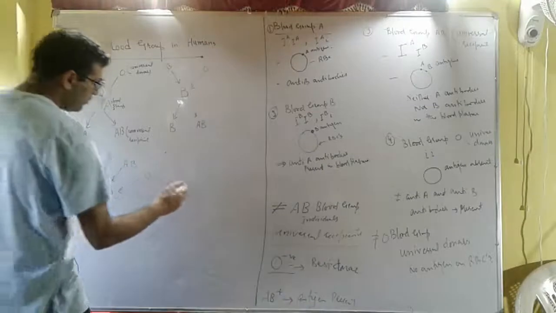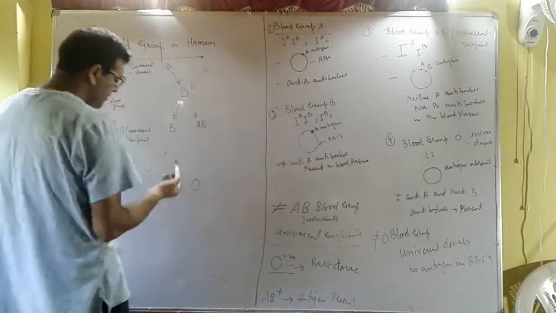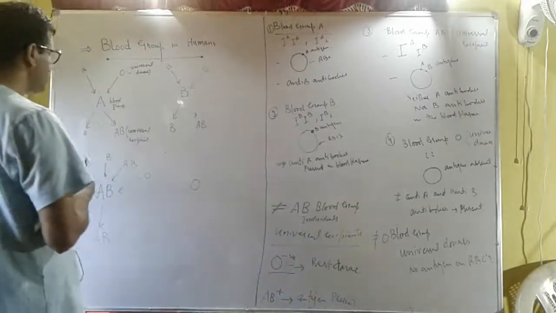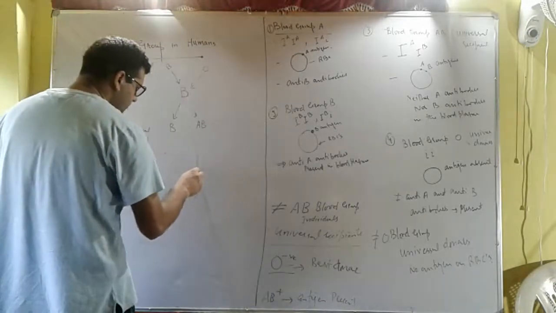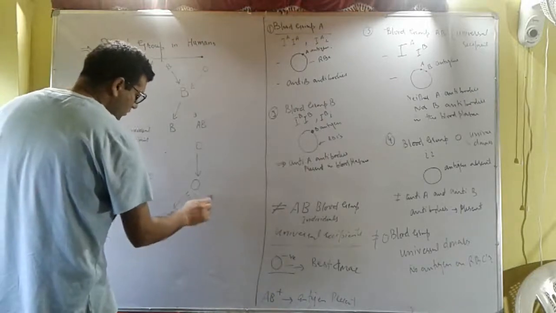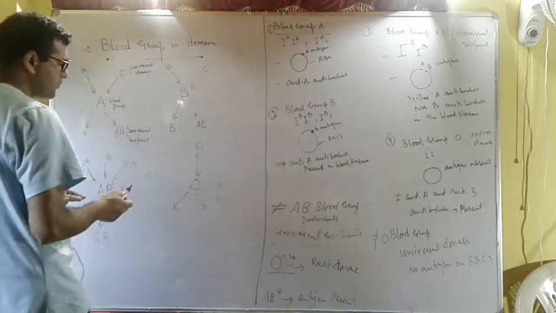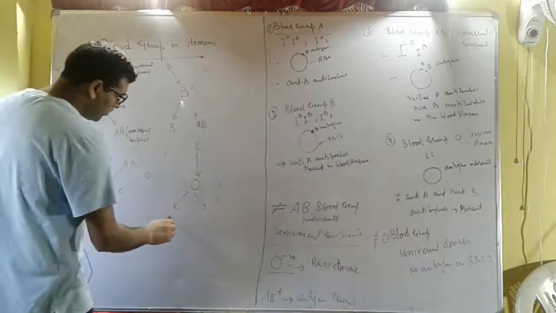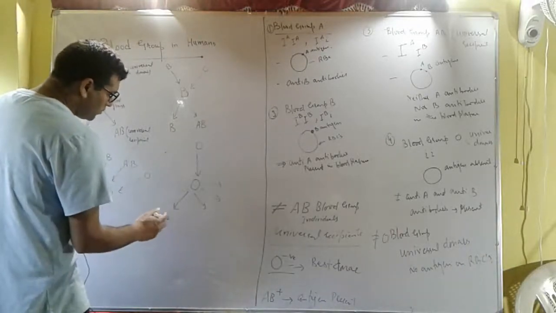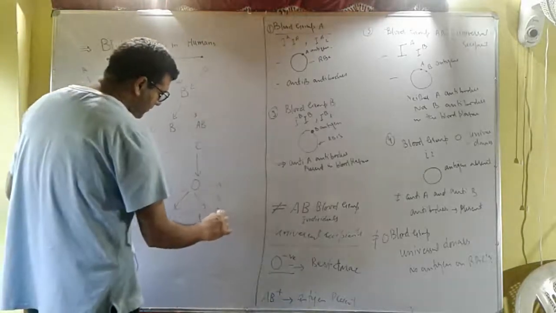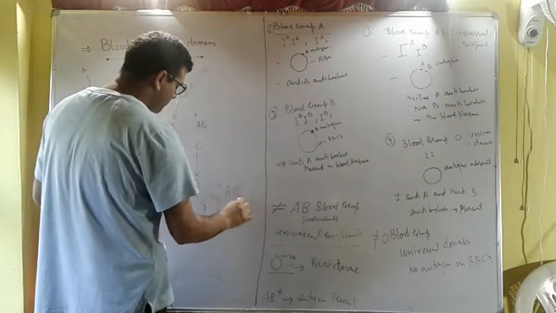Now we have O blood group. This O blood group, we know that it is universal donor. It can get blood from O individuals. It can give blood to all the 4 blood groups, because blood group O is universal donor. It can give blood to O, A, B and AB individuals.